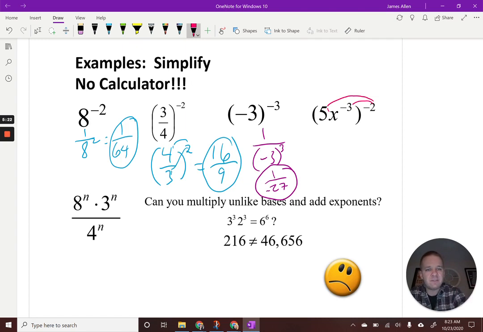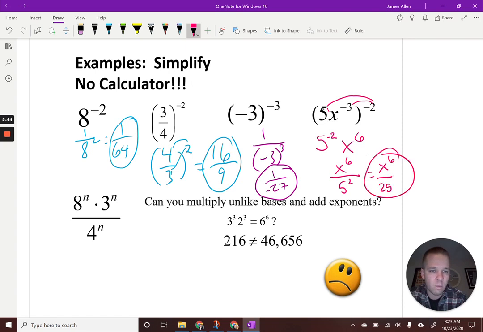So I have 5 to the -2nd, because 1 times -2 is -2. 5 to the -2nd. And then I have x to the +6th. So notice how I get a positive exponent here. So that x to the 6th will stay. And then I'm going to have x to the 6th divided by 5 squared, which is 25. So I can just write that right there. Awesome. So far, so good.